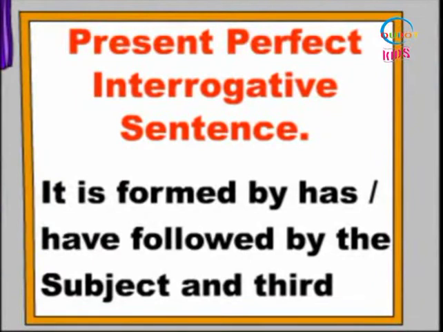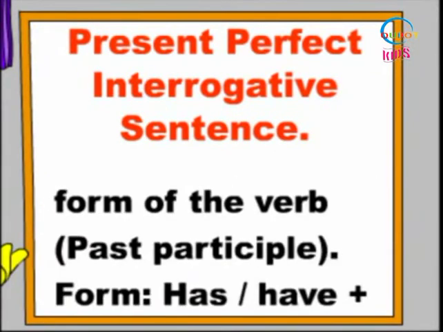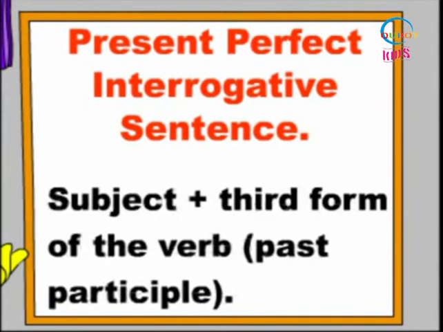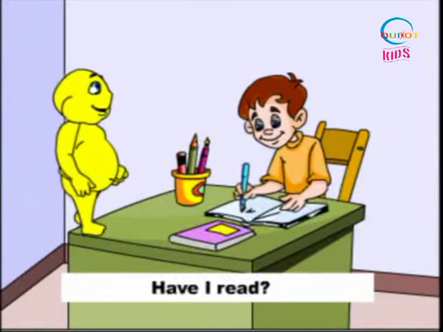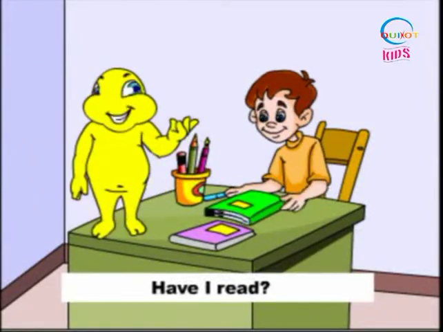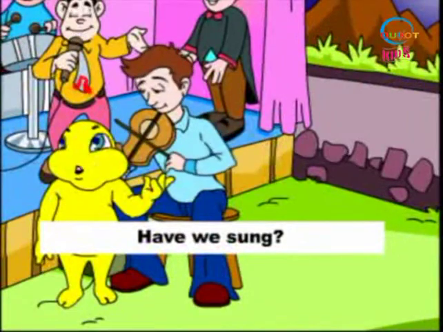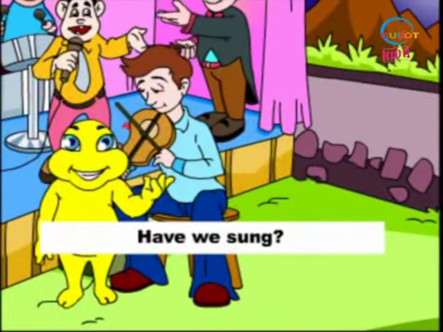Present perfect interrogative sentence. It is formed by has, have, followed by the subject and the third form of the verb, past participle. Form: has, have, plus subject plus third form of the verb, past participle. Examples: Have I read? Have we sung?